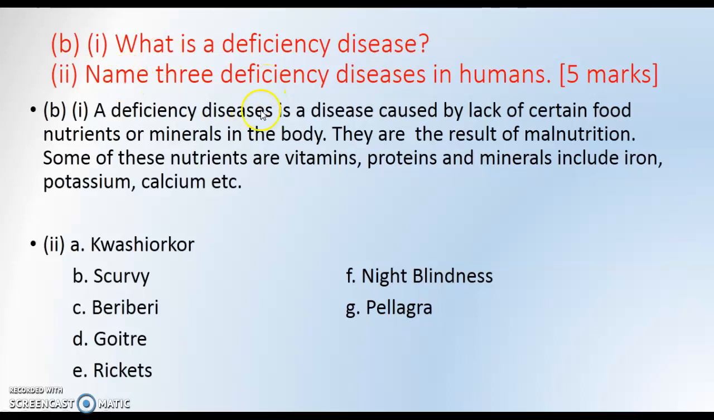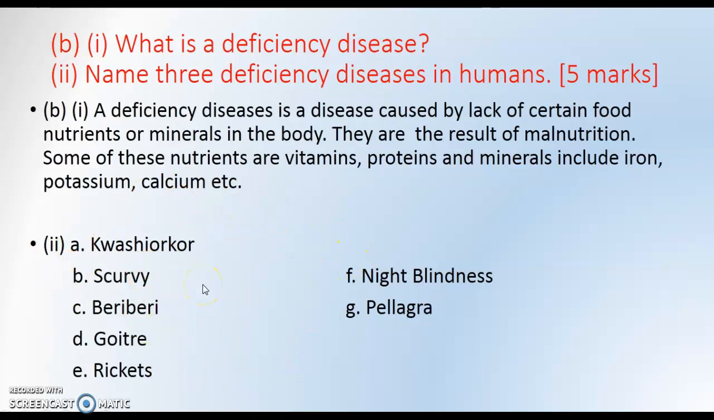What are deficiency diseases? These are diseases that are caused by lack of certain nutrients or minerals in the body. Normally we know that diseases are caused by pathogens or viruses. But over here, these diseases are caused by the fact that you lack certain nutrients in your food or minerals. And they result from malnutrition. And then some of these nutrients are vitamins, proteins, and the minerals are ions, calcium, potassium, and the rest. So let's look at some of these diseases. These are what is named here.